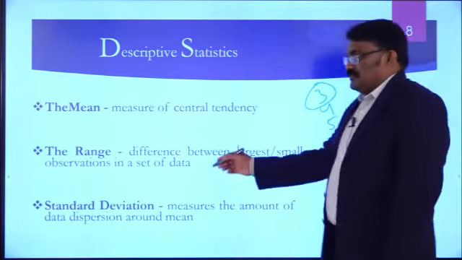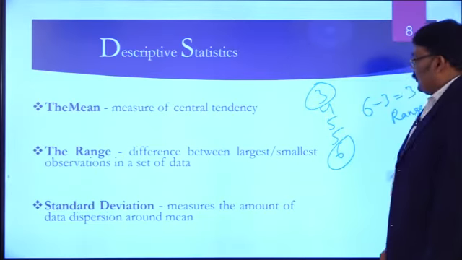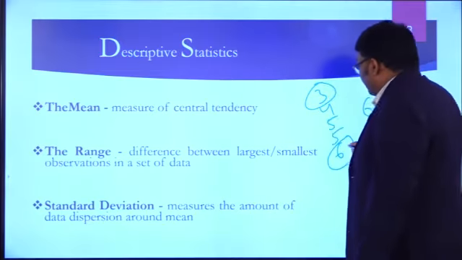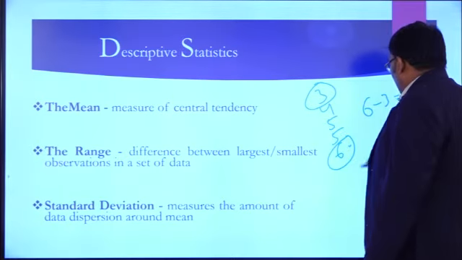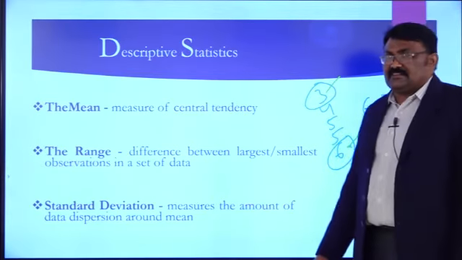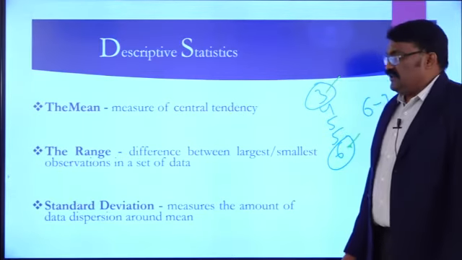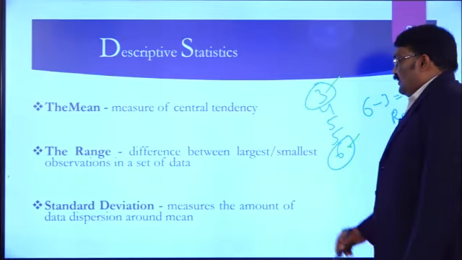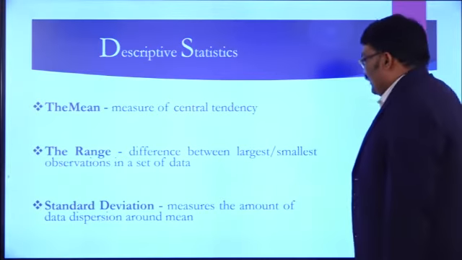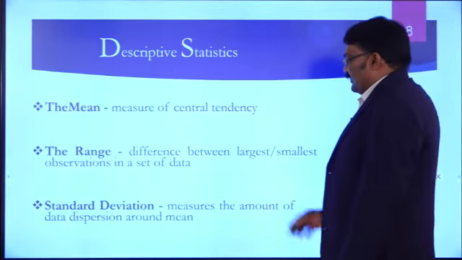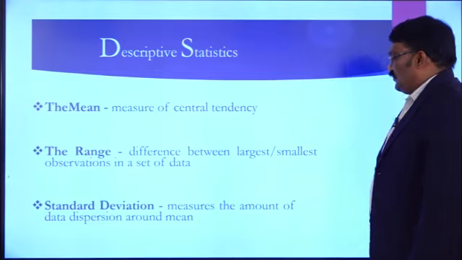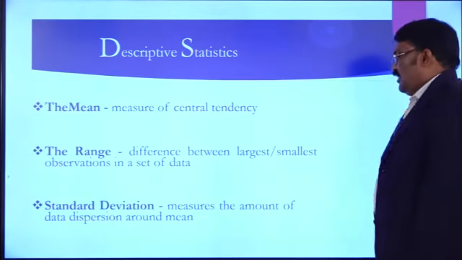That is what is range. Range is the difference between the highest value, that is the largest value, and the smallest observation in a given set of data. Next to the range is standard deviation, which measures the amount of data dispersion around the mean.